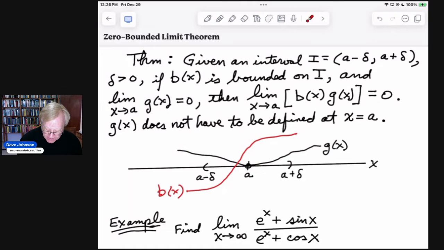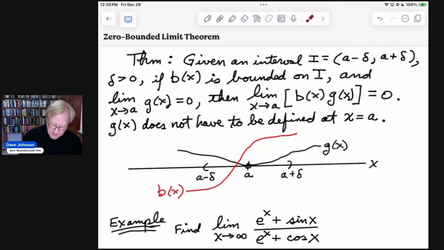So this is your g of x. Your b of x is your bounded function. I'm showing that it crosses the x-axis. It doesn't have to cross the x-axis. And it doesn't have to be 0 at or near a. All it has to be is bounded. In other words, not going to positive or negative infinity.